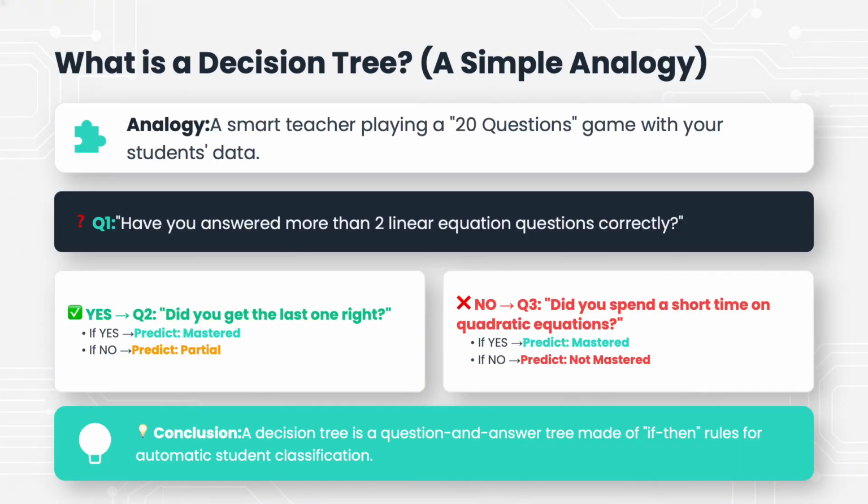So, what exactly is a decision tree in the context of knowledge tracing? Let's use a simple analogy. Think of it as a super smart teacher who plays a game of 20 questions with your students' data. Instead of looking at all the information at once, it asks a series of targeted questions. For example, it might first ask, has the student answered more than 2 linear equation questions correctly in the past? Depending on the answer, it asks another question, like, did they get the last one right? This process continues until it reaches a final conclusion.